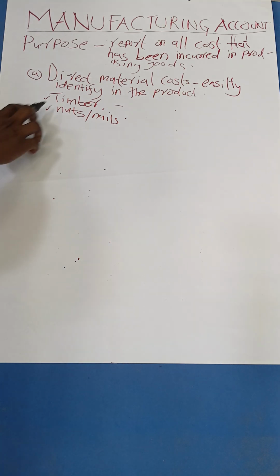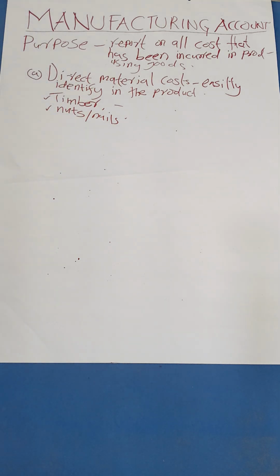Here, timber we can refer to as direct material cost, because we can easily tell that it costed us this amount. But something like nuts or nails are small parts that you cannot easily identify. Maybe you bought a kilo of nails, but that kilo you have used in various products to come up with.